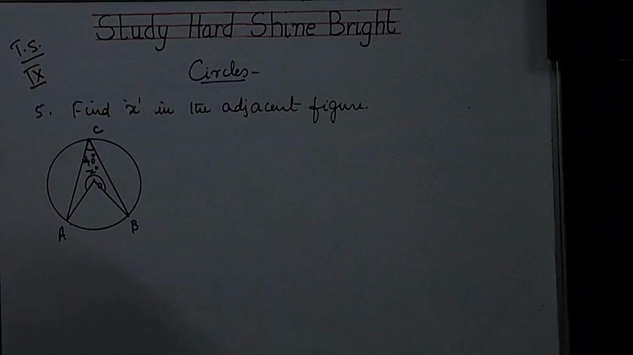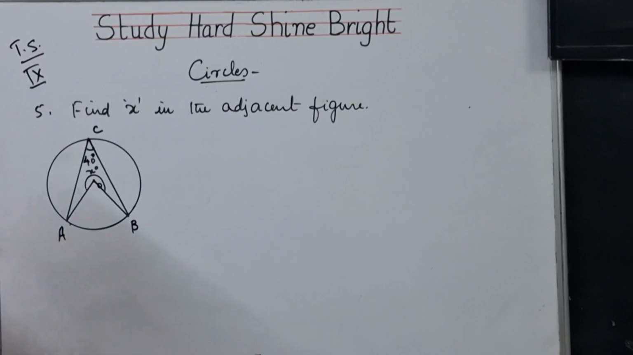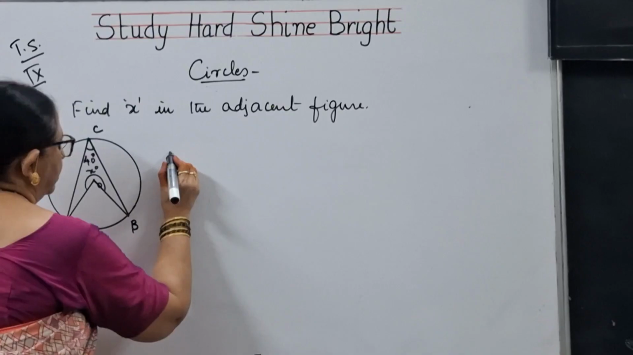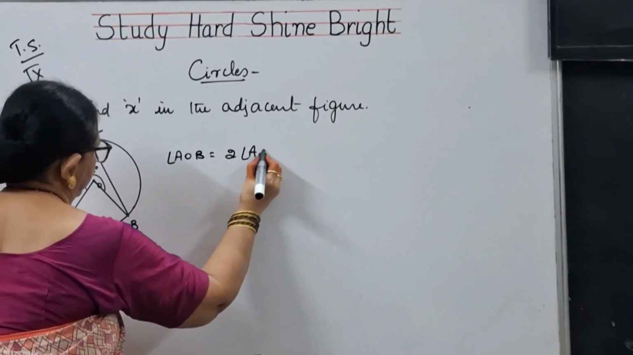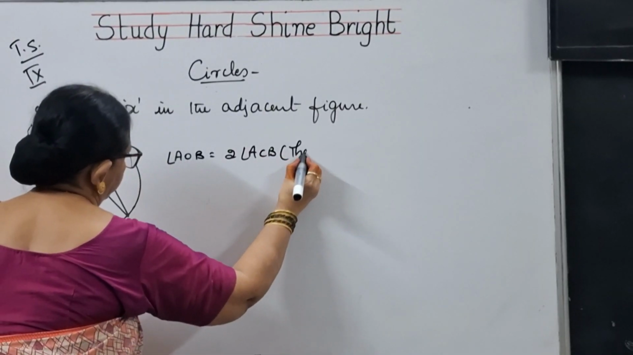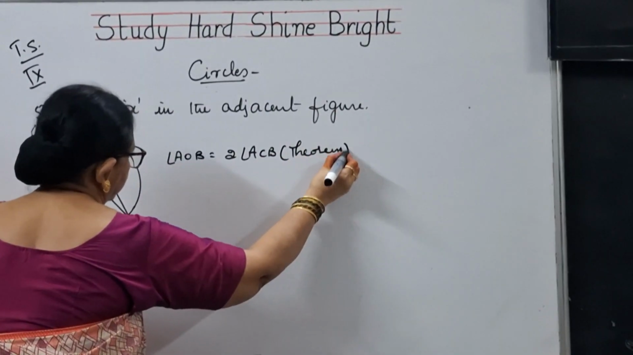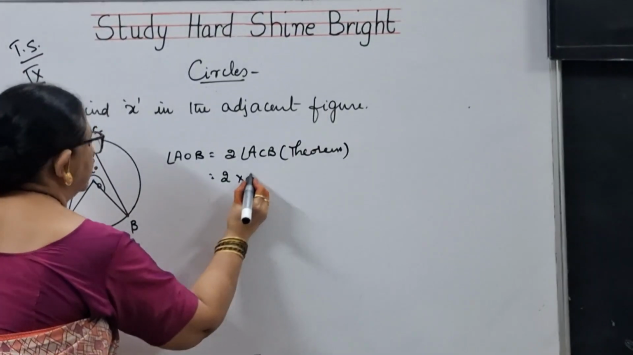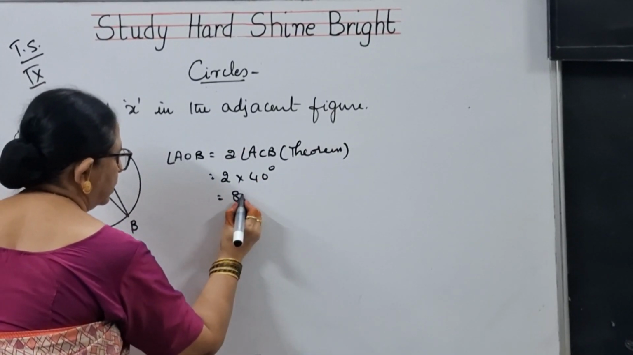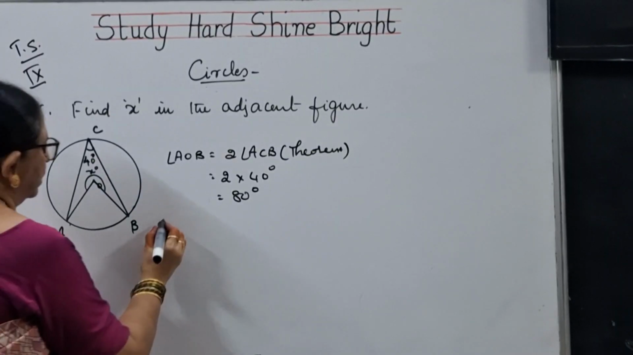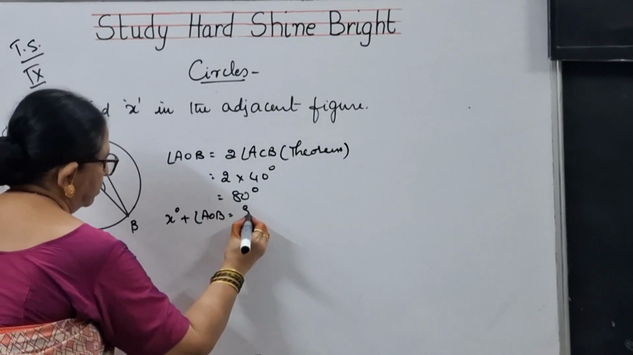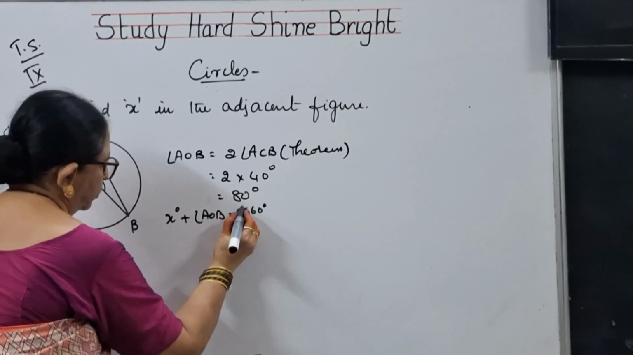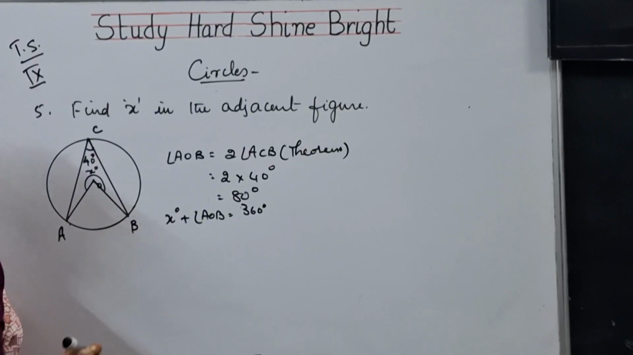Please note it down. Now, children, in example 5, this is the figure given to us and they are asking to find x. We know that angle AOB is equal to 2 times of angle ACB. This is the theorem which we have learnt. That is equal to 2 into 40 degrees, 80 degrees. Now we know that x degrees plus angle AOB is equal to 360 degrees, the total angle at the center.